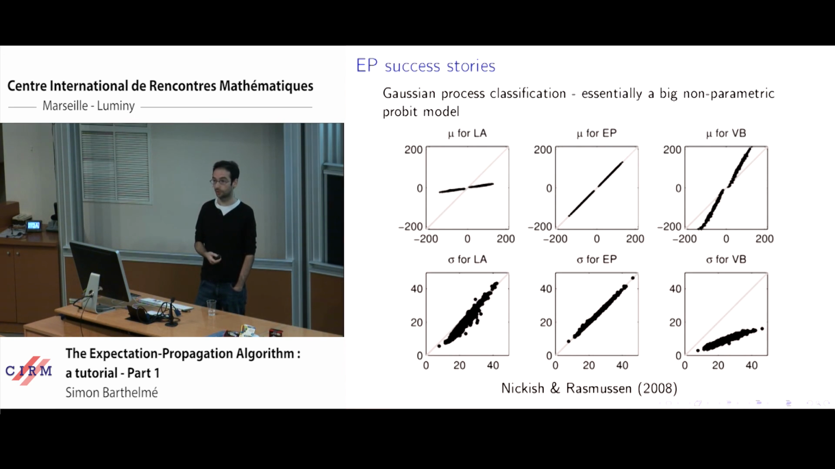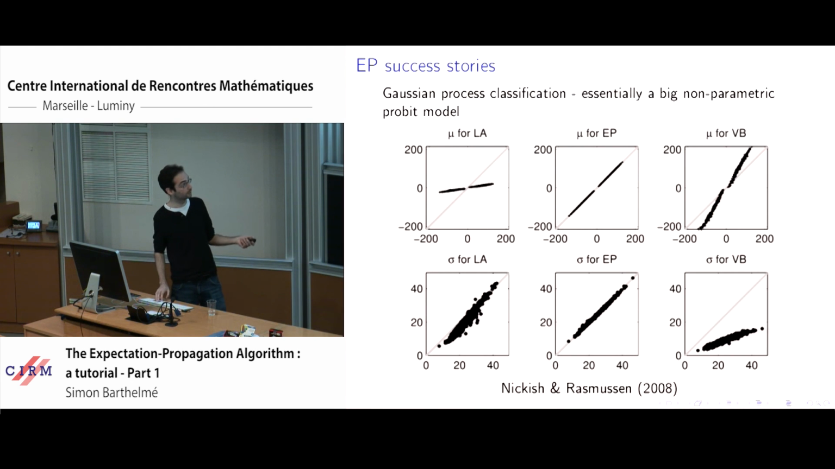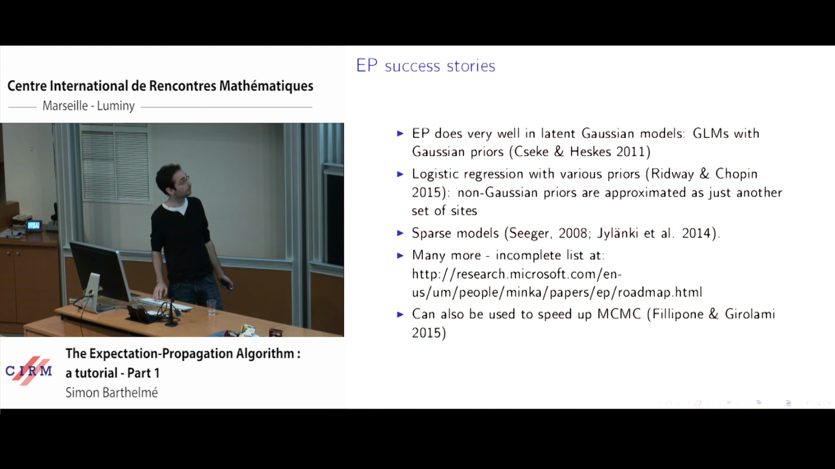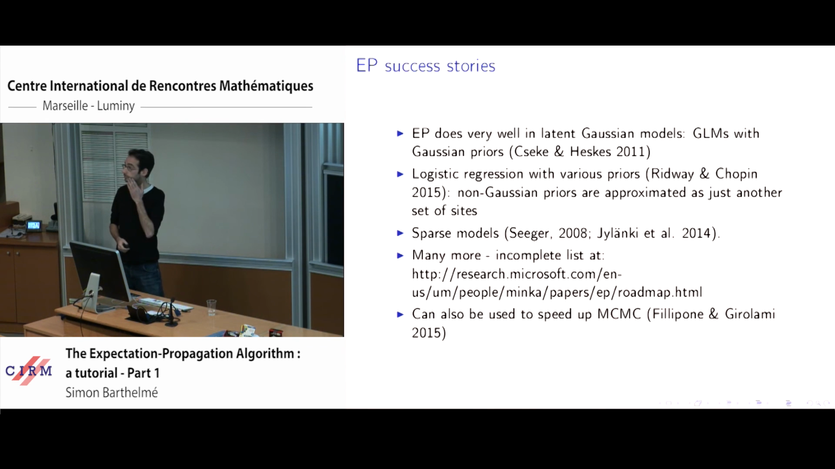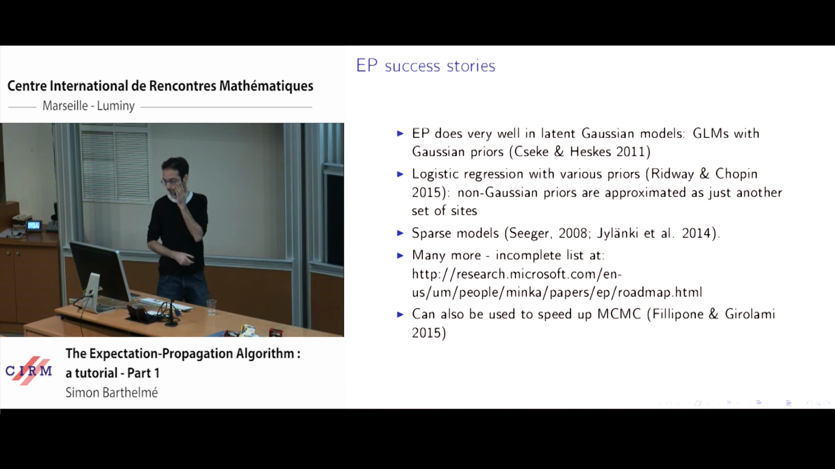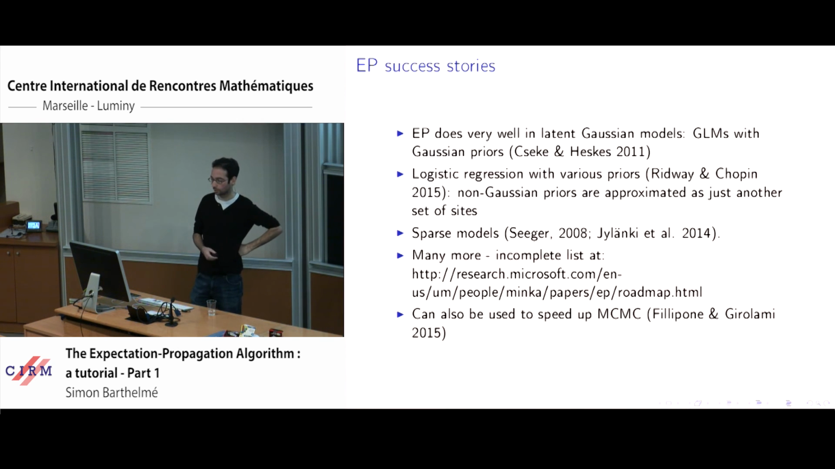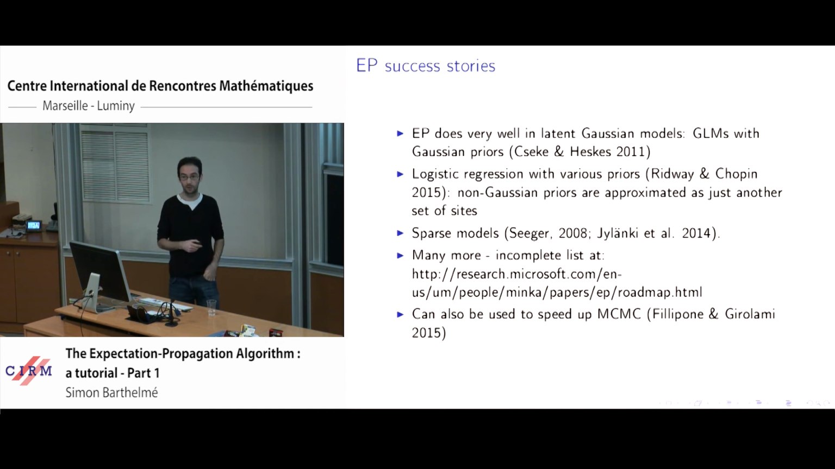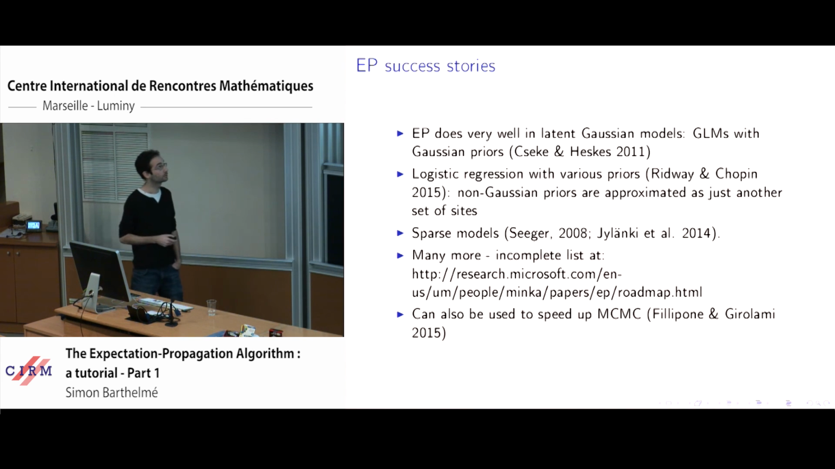And VB is terrible because of this zero avoiding property that Christine mentioned. VB gives you variances that are severely underestimated, so they would need to be scaled up quite a bit. On the other hand, VB is very fast, much faster than EP. So EP does very well, generally speaking, in latent Gaussian models, so GLMs with Gaussian priors. There's an extensive comparison between EP and various forms of Laplace and so on in this paper by Seeger and Heskes, 2011.